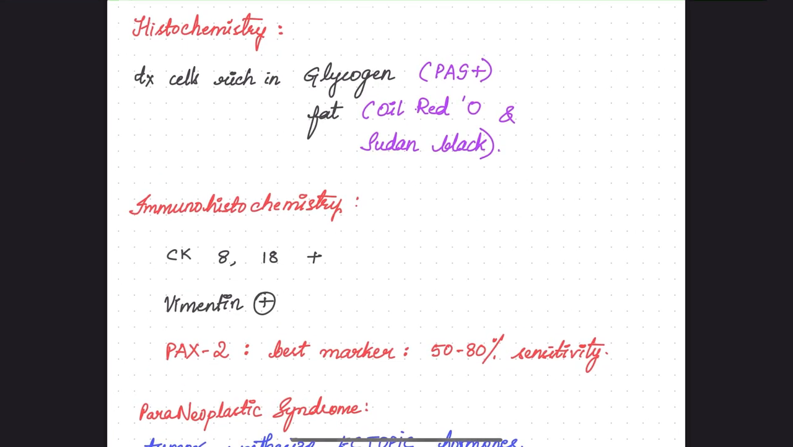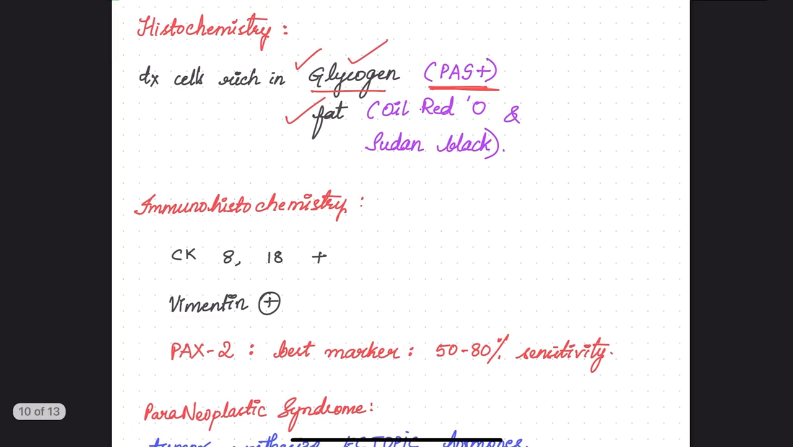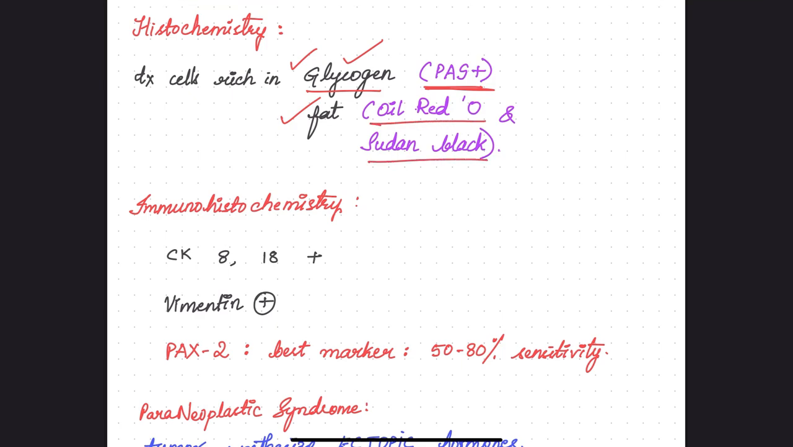Coming to the histochemistry, as these cells are rich in glycogen, they stain positive for PAS. The periodic acid-Schiff test is positive because of the presence of glycogen and also because of abundant fat. These stain positive for Oil Red O. Fat stains are Oil Red O and Sudan black.